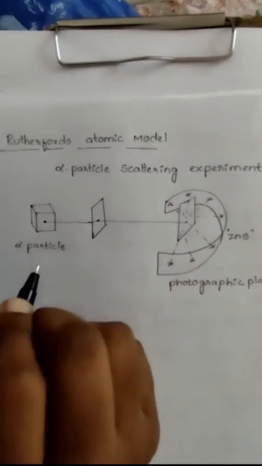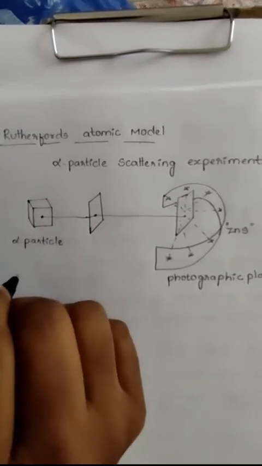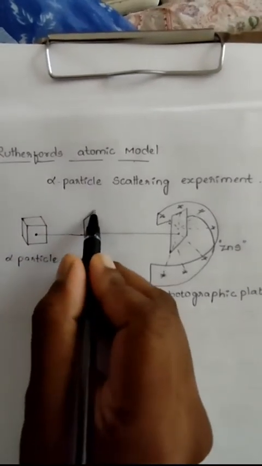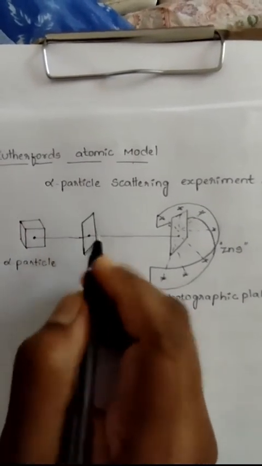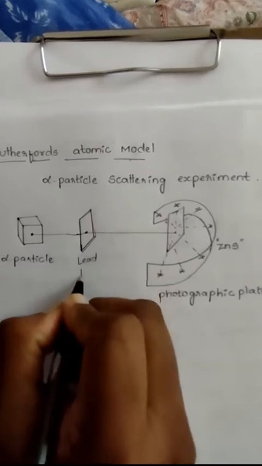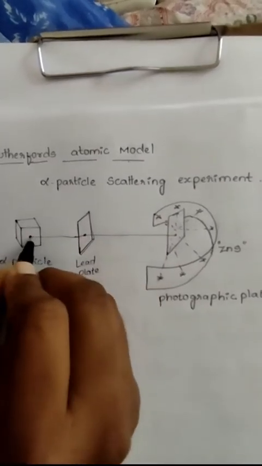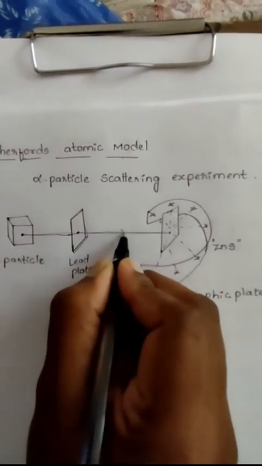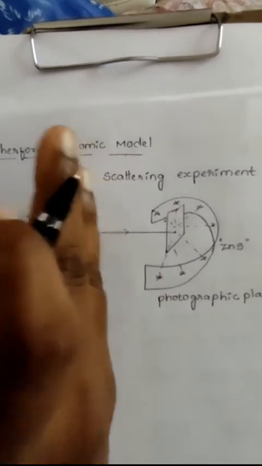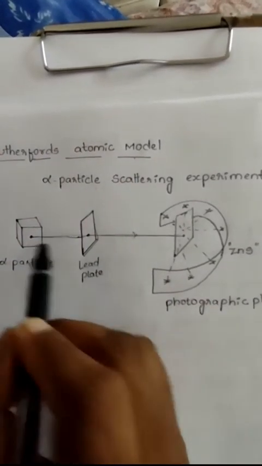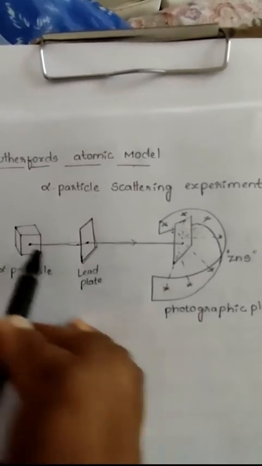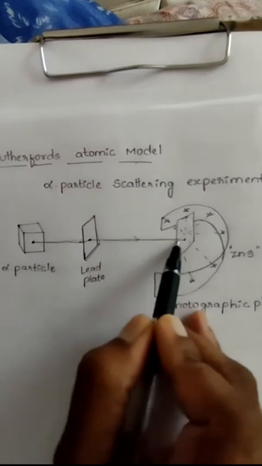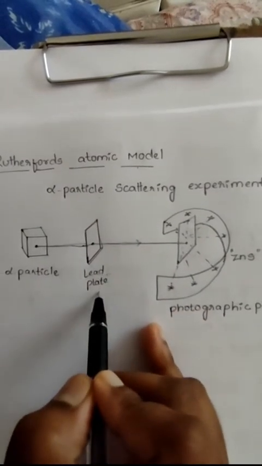Alpha particles are positively charged particles with two protons and two neutrons. They are made to pass through a lead plate just to make sure we get a beam of alpha particles. If we don't place this lead plate here, the alpha particles will be scattered. So to avoid that and to get a beam of alpha particles, we are using a lead plate.